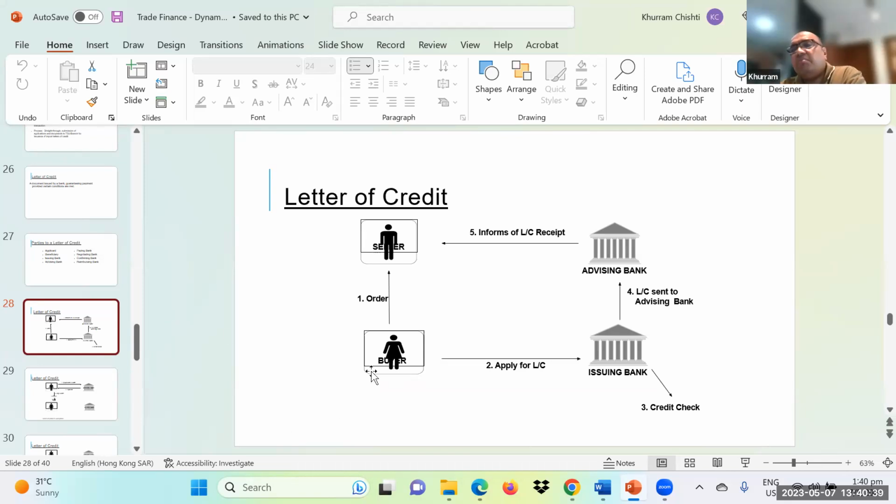Usually, as I said, a bank will not open an LC for any walk-in customer. Usually, they need to have some form of banking history with them. Normally they check like six to ten.